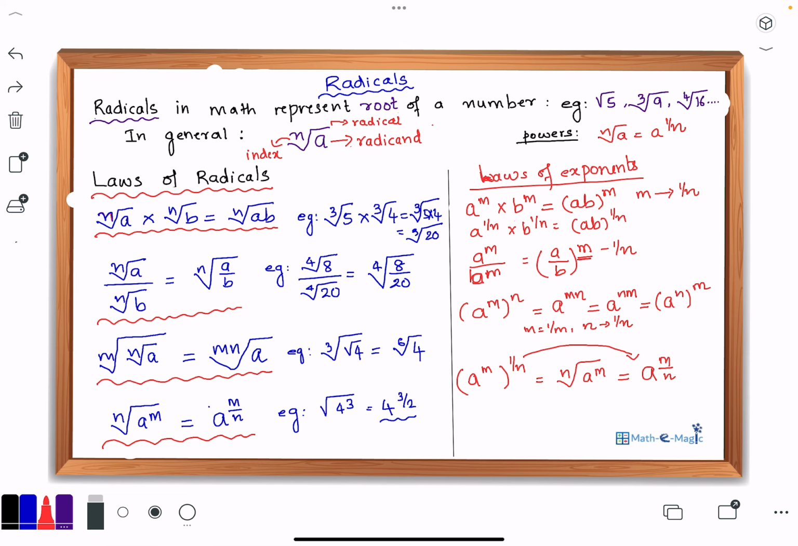So in our next video we will see how to simplify radicals.